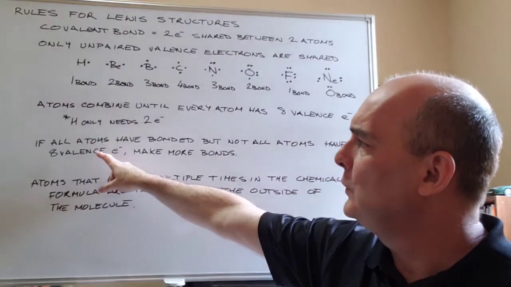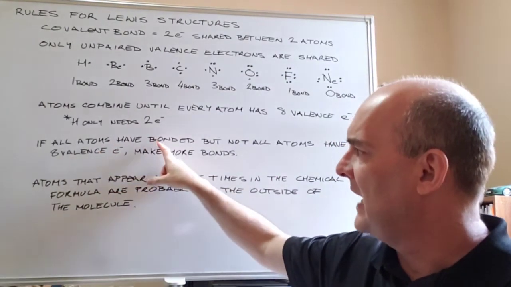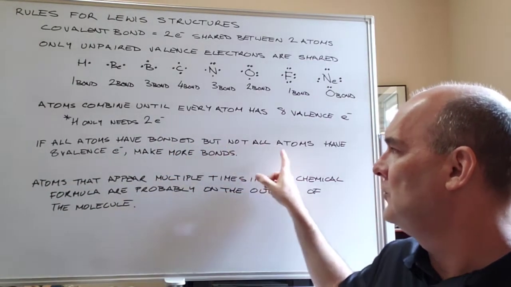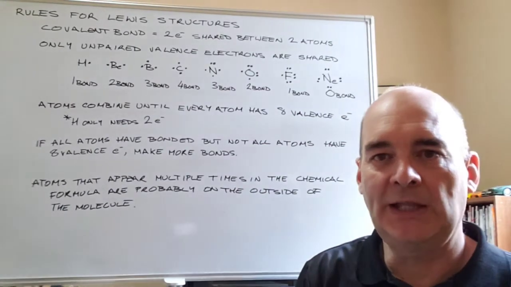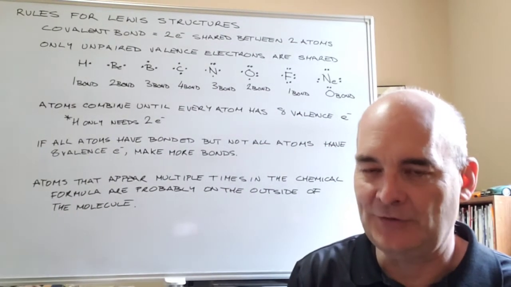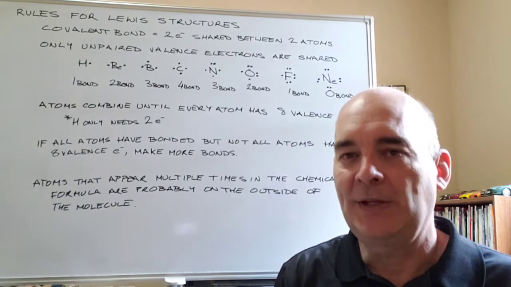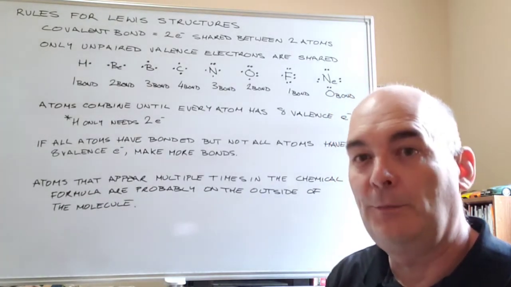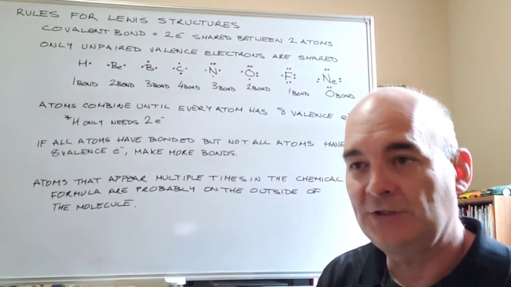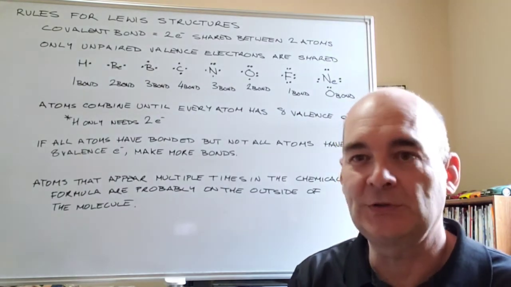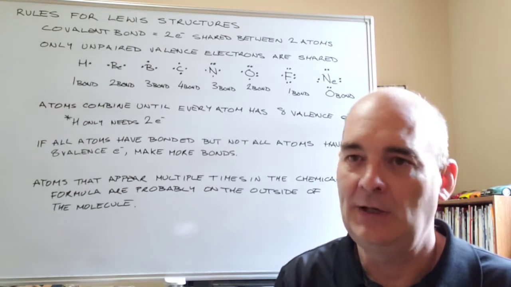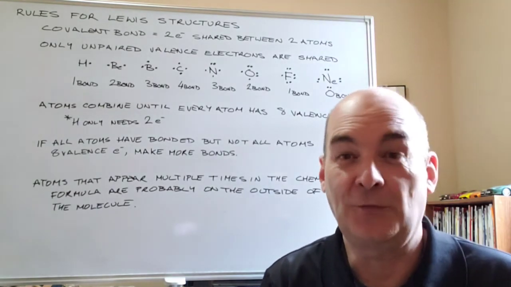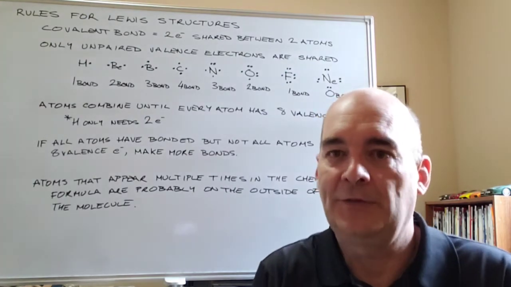Now, if you add atoms together and you have bonded all of those atoms together into your molecule, but not all of the atoms currently have 8 valence electrons, you need to make some more bonds. This is going to introduce us to the possibility of multiple bonds. Sometimes it's possible to put 2 bonds between a set of atoms. And remember, all a bond is 2 electrons shared between 2 atoms. So if I shared 4 electrons between 2 atoms, that would be a double bond.